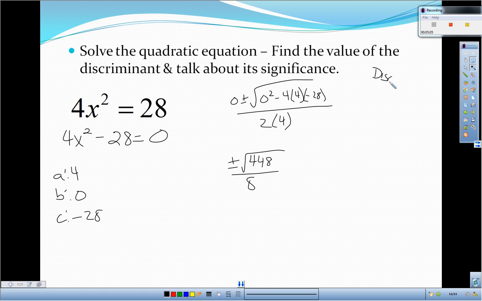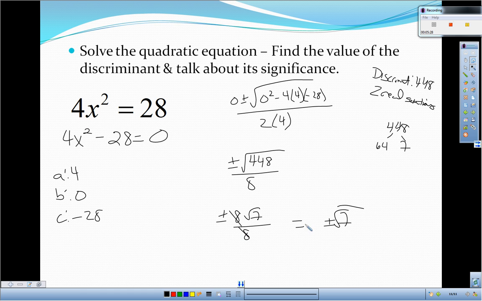Well, that means my discriminant is 448, and since it's a positive answer, that means I'm going to have two real solutions, or roots, or zeros. Simplifying 448, I'm going to break this down. 448 is the same thing as 64 times 7, and the square root of 64 is 8. So that gives me plus or minus 8 root 7 over 8. The 8's cross out, and that leaves me with just the simple answer, plus or minus the square root of 7. And that will be my final answer.